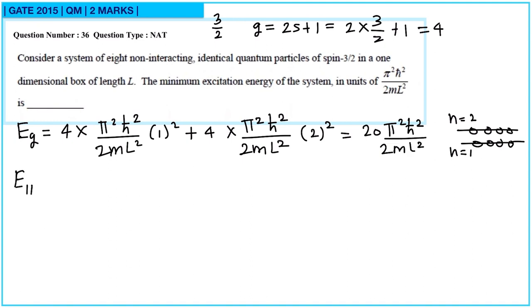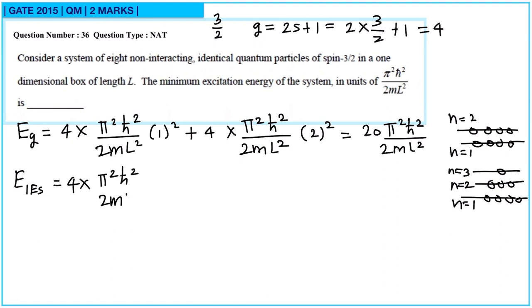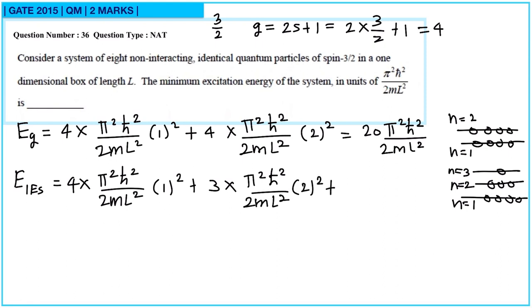Next, for first excited state, we will have 4 particles in n is equal to 1 state, then n is equal to 2 state, 3 particles, and n is equal to 3 state, 1 particle. So this is equal to 4 into pi square h cut square upon twice ml square into 1 square, plus 3 into pi square h cut square upon twice ml square into 2 square, plus 1 into pi square h cut square upon twice ml square into 3 square.